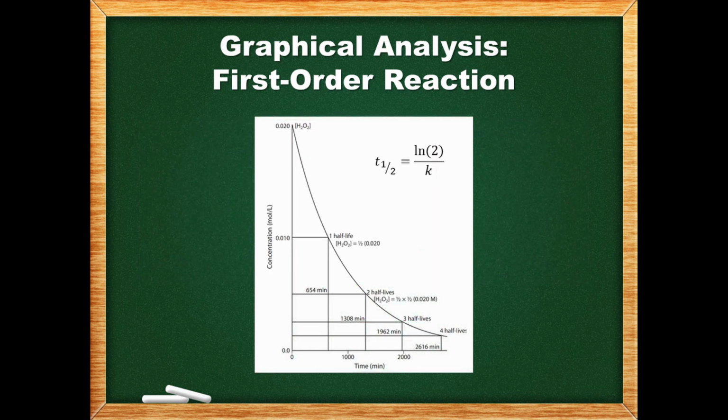This is a graph of the concentration of hydrogen peroxide versus time for the decomposition of hydrogen peroxide. The concentration drops to 1/2 of its previous concentration every 654 minutes. This makes sense looking at our half-life equation. The half-life is a constant value and does not depend on the concentration of the reactant.